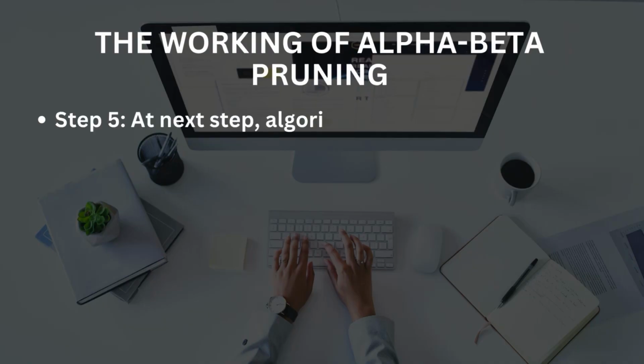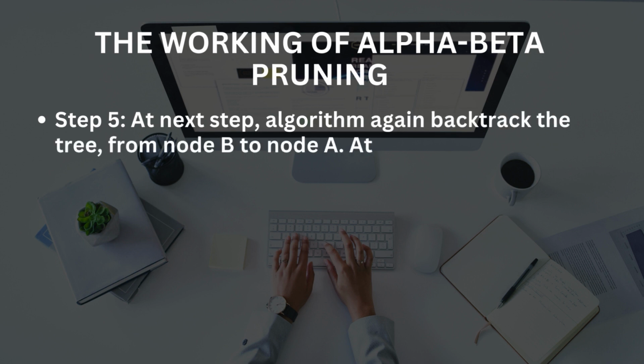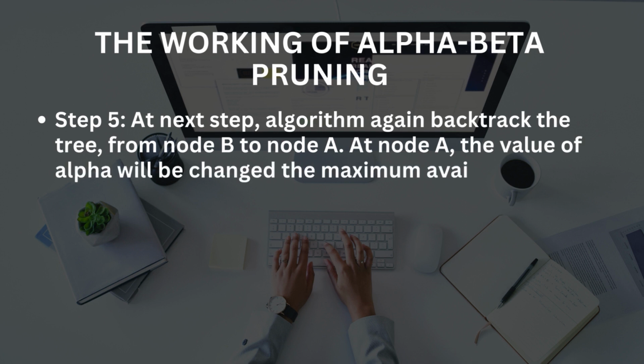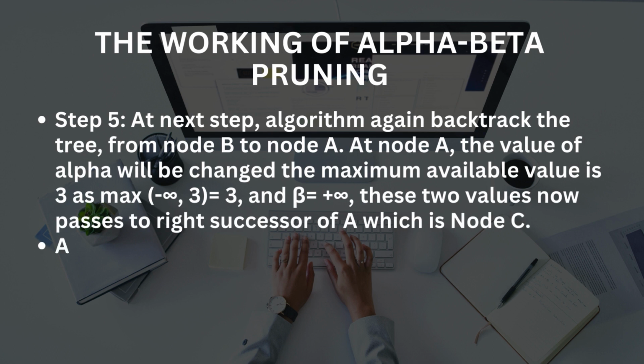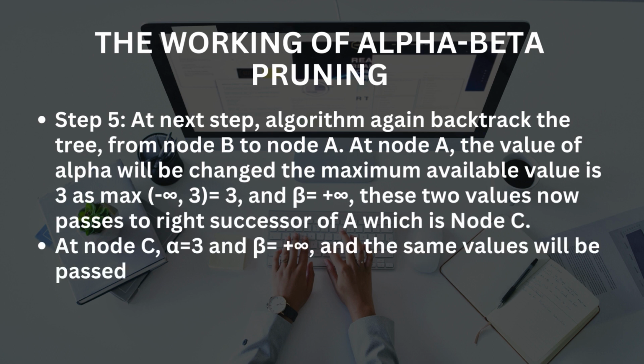Step 5. At the next step, the algorithm again backtracks the tree from node B to node A. At node A, the value of alpha will be changed. The available value is 3, as max of minus infinity and 3. So, we have 3, and beta is equal to plus infinity. These two values now pass to the right successor of A, which is node C.